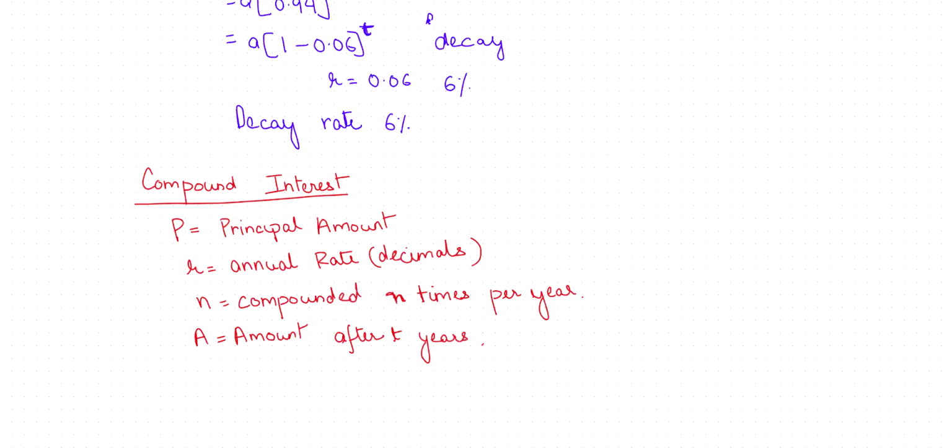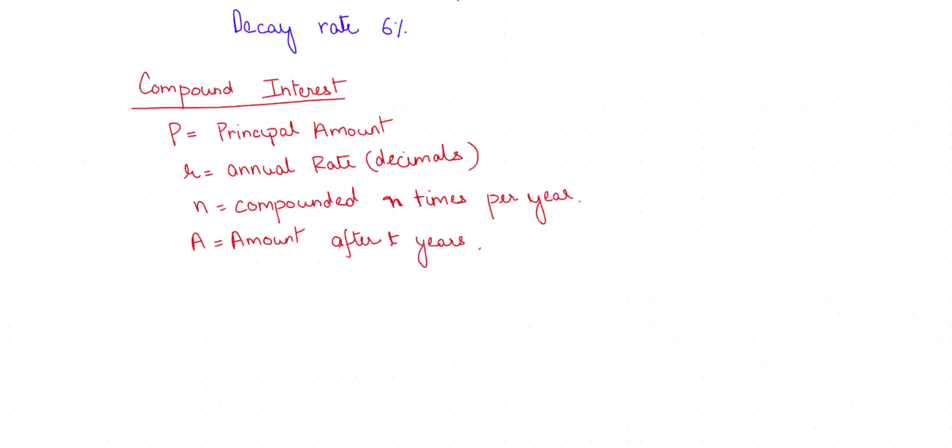So now we are considering that there is an initial amount, a principal amount like $100. We deposit it in an account and it pays interest R as an annual rate, expressed in decimals, and it is compounded n times per year. So the amount after t years will be A.